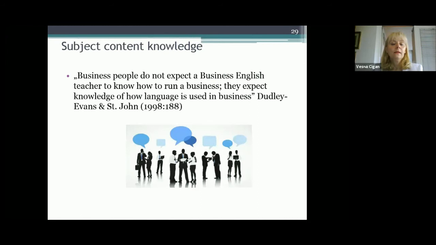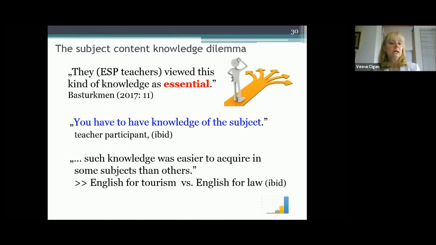The point they are making is clearly manifested in their remark that business people do not expect a business English teacher to know how to run a business, but rather they expect knowledge of how language is used in business. A rather convincing argument regarding the subject and content dilemma was presented by Bas Turkman. The findings of the study she conducted in cooperation with Bocanegra Valle highlight that ESP teachers view the subject content knowledge as essential. As Bas Turkman further reports, such knowledge was easier to acquire in some domains than others.